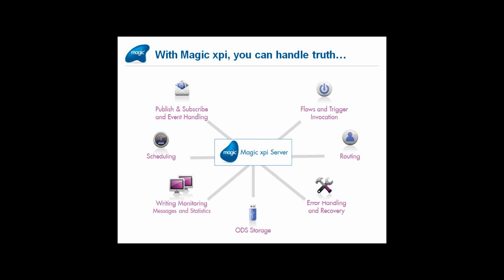This will involve scheduling of events. It will involve web services, publish and subscribe, service-oriented types of activities in a SOA environment. It will involve invoking flows and triggers in a real-time event-driven architecture. It will involve messaging queues, routing of information, and doing all of that in a server environment that allows you to deal with business process exceptions, error conditions, and have built-in recovery processes.